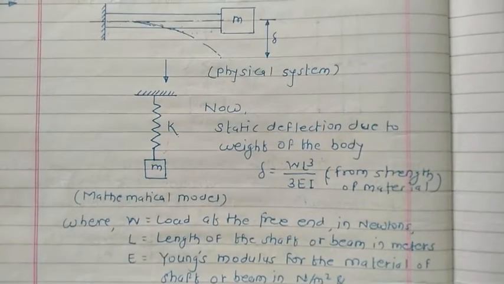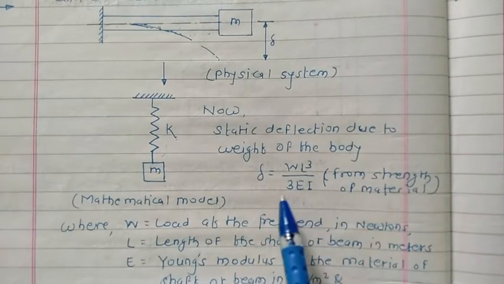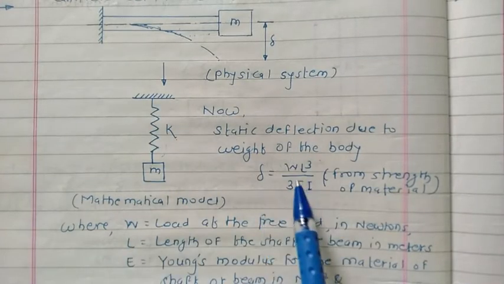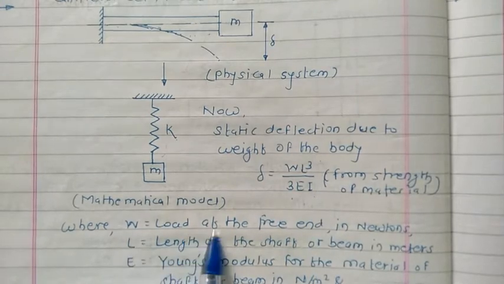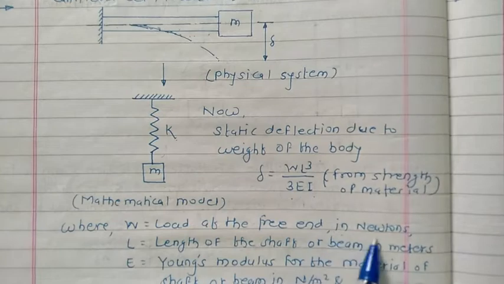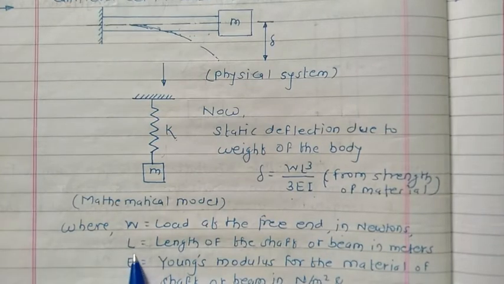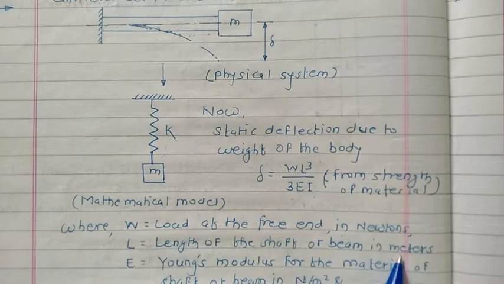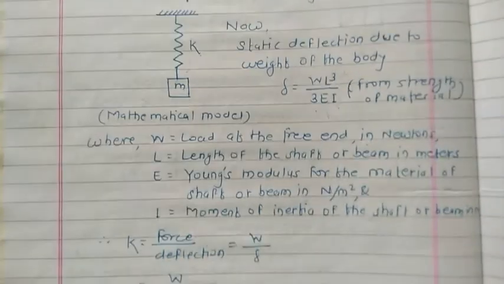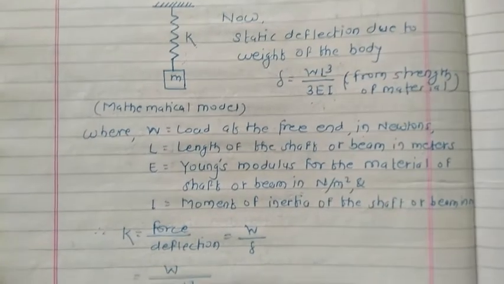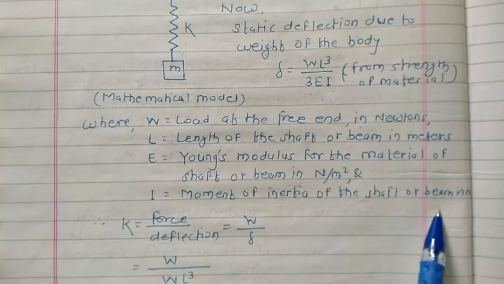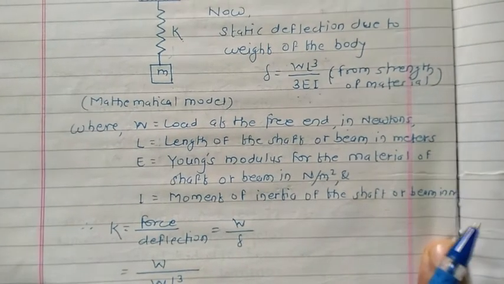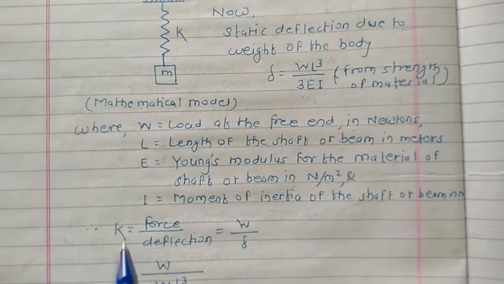Now the static deflection, we know the static deflection due to weight of the body. For this cantilever beam, delta equals WL cube divided by 3 EI. What is this W? W is nothing but the load at the free end in newtons. L indicates the length of the shaft or beam in meters. E is nothing but the Young's modulus for the material of the shaft or beam in Newton per meter square. I indicates the moment of inertia of the shaft or beam in meter raised to 4.